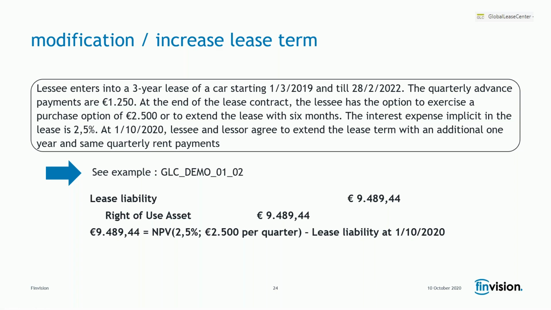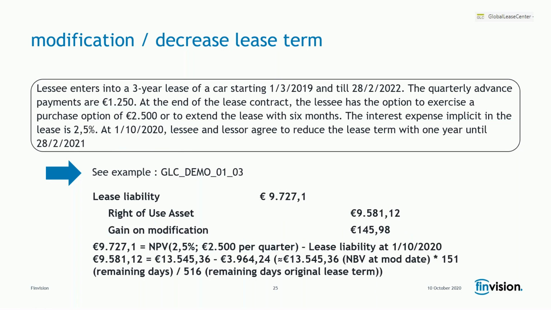That's 900. The difference between the two is 9,489. We will credit the lease liability and debit the right of use asset for the same amount, and depreciate the right of use asset, the new carrying value, until 2023. Okay, that's an easy one.